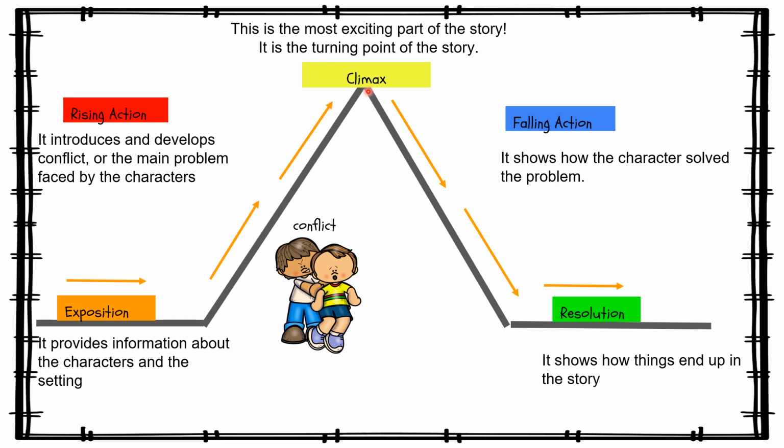We go down the graphic organizer and we come to the falling action. And it shows how the characters solved the problem. And finally, at the end, we come to the resolution. And this shows how things end up in the story. Remember, boys and girls, a plot has to go in order: exposition, rising action, climax, falling action, and resolution.